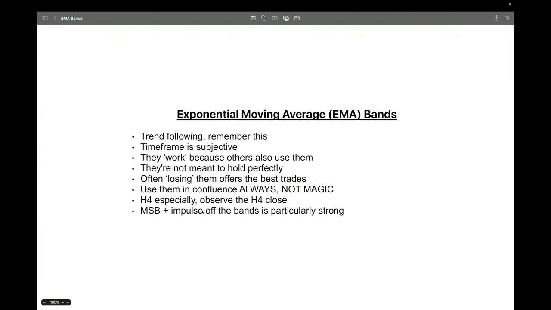The point of that is to say, observe your H4 closes and opens, and look at how the bands crossing affect other things such as market structure breaks. A market structure break plus an impulse from the bands is a particularly strong signal. So now I'm going to lead into an actual strategy and show you how not just using the bands by themselves, but actually combining them with other factors can give you really strong signals.